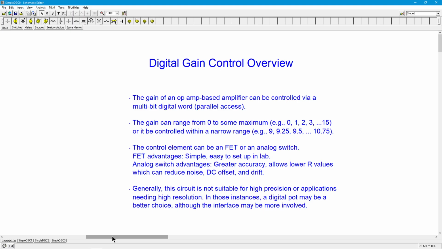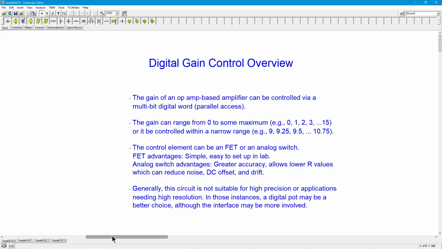Now, word of caution. What we're looking at here is kind of an introductory thing. This is a very simple sort of circuit. I would not recommend using this circuit for a high precision application, or an application that requires really high resolution. In other words, I wouldn't consider using this for, let's say, a 10-bit system. 10-bit would be 1024, so you get like 1,000 gain steps. I wouldn't use this. You would probably be better off implementing some kind of digital potentiometer.